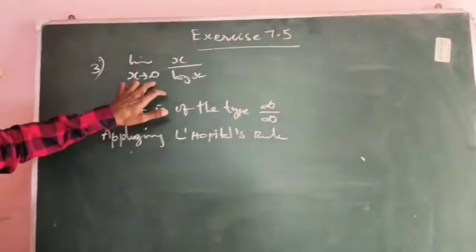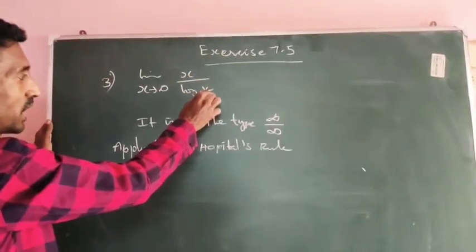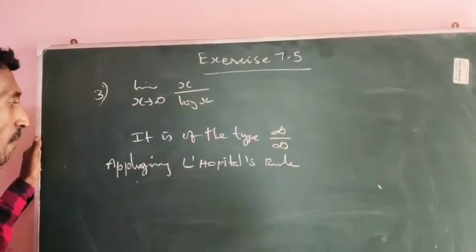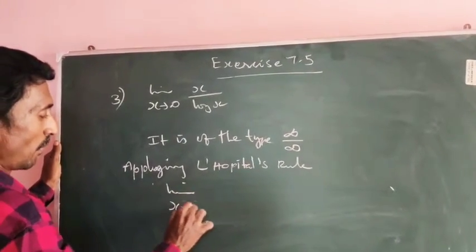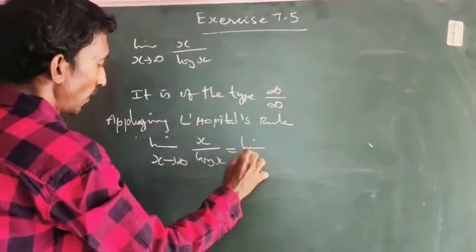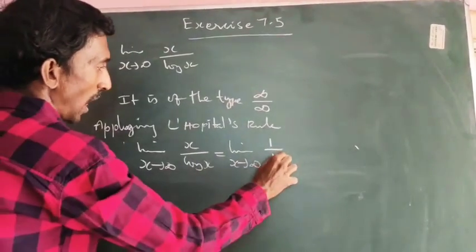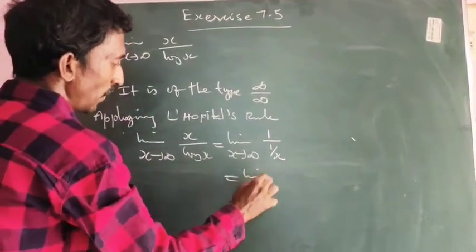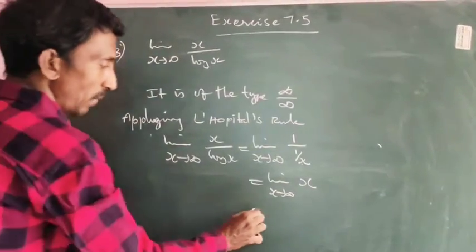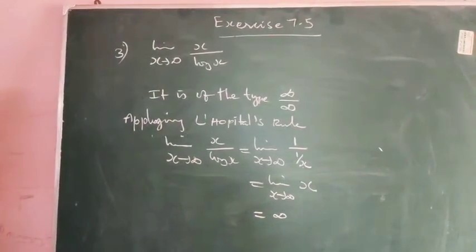Third question, limit x tends to infinity, x by log x. If you apply the limit, infinity by log infinity, also infinity, so it is of the type infinity by infinity, that means indeterminate form. So applying L'Hopital's rule, limit x tends to infinity, x by log x. Differentiate both numerator and denominator separately. Differentiation of x is 1, and of log x is 1 by x. So it can be limit x tends to infinity, x goes to the numerator. If you apply the limit, it is not indeterminate, it is only infinity, that is the answer.